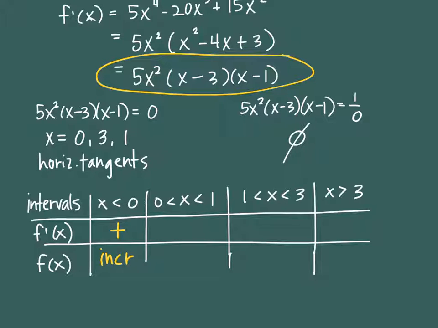1/2. Okay, plug it into the 3 different factors. If I plug 1/2 into 5x squared, that'll be positive. If I plug 1/2 into x minus 3, that will be negative. If I plug 1/2 into x minus 1, that will also be negative. So I'm looking at positive, negative, negative, which is positive again.